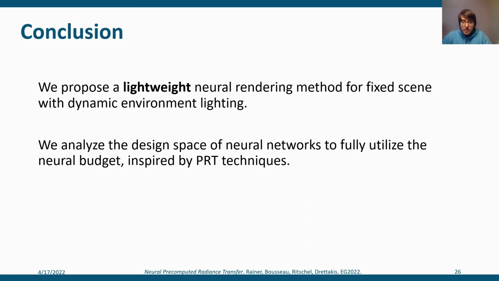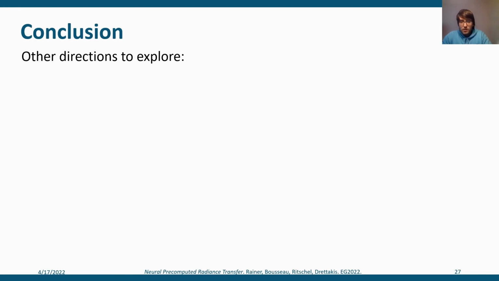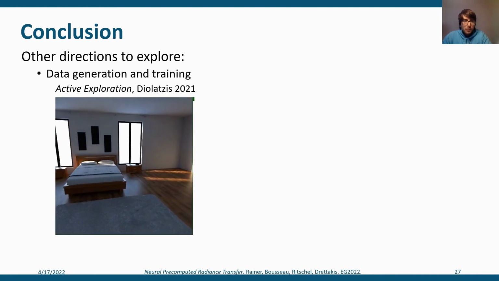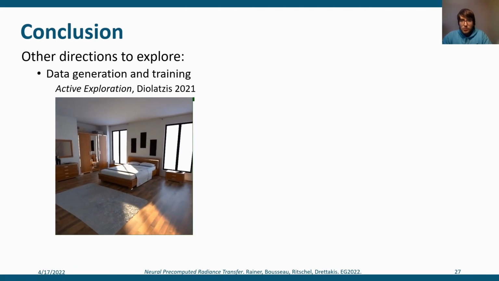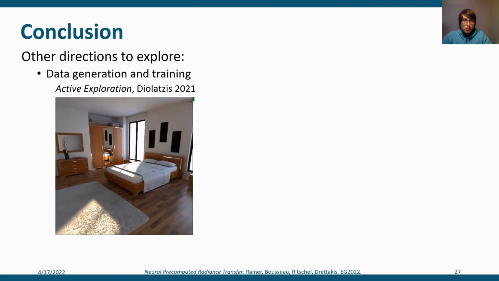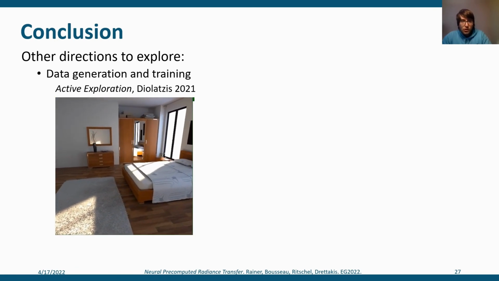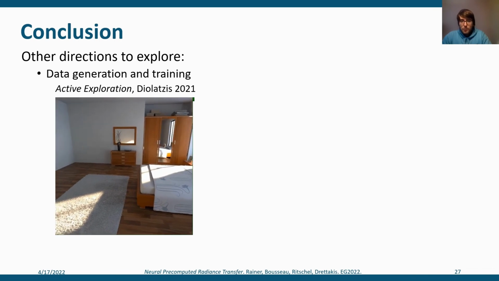But this is only one direction in a wide design space. There are many other directions to explore. So active exploration by Drettakis and colleagues, for instance, explores how to optimize the data generation during training to get the most out of their neural renderer by basically training it on the more challenging parts of the scene, which is inferred during the training online.